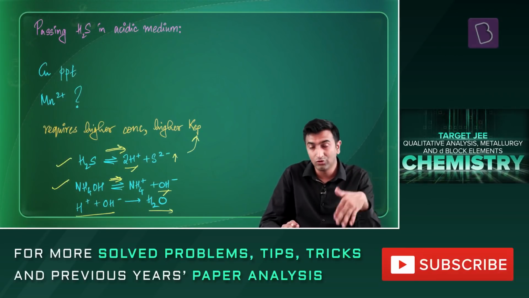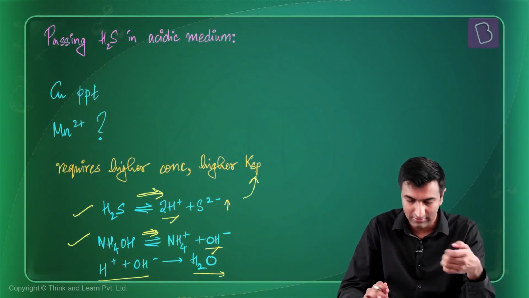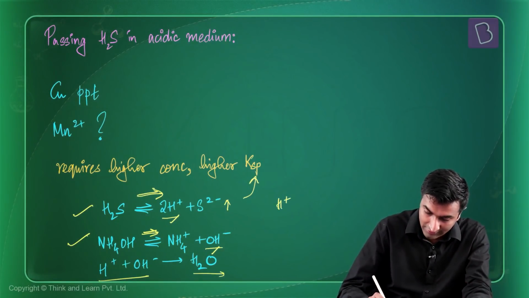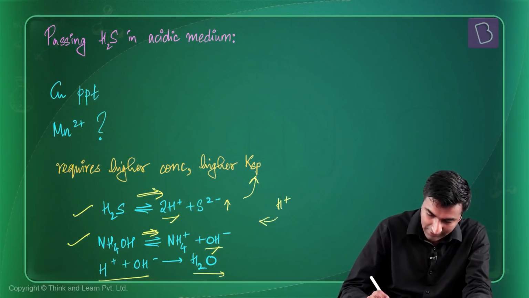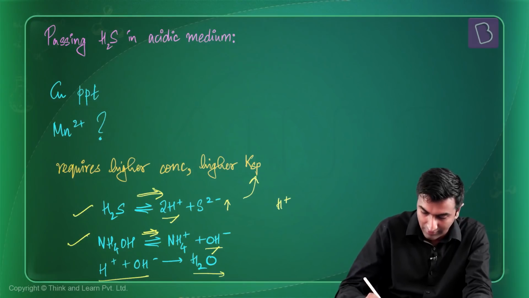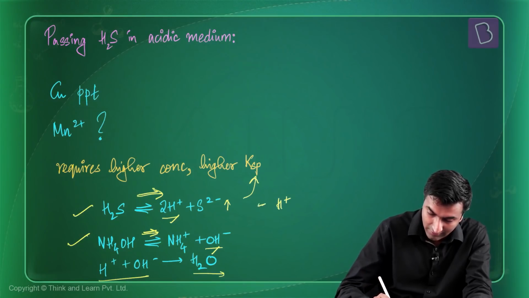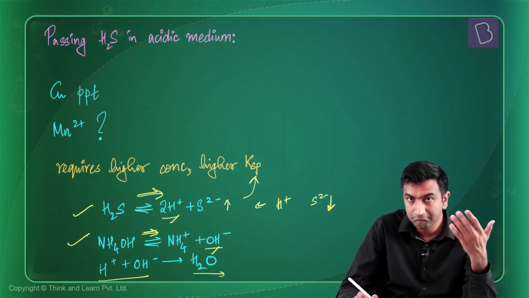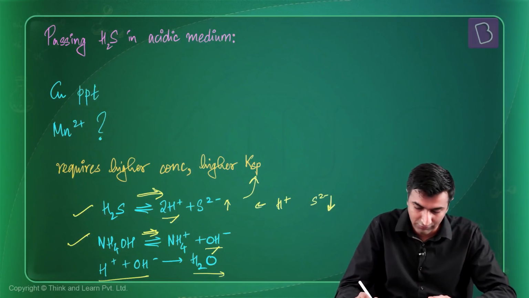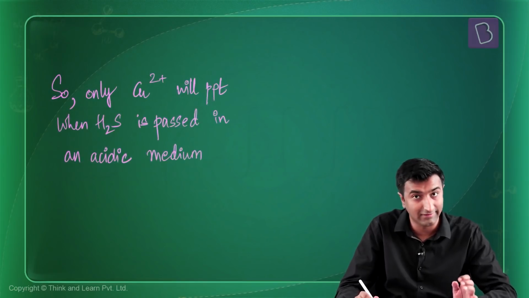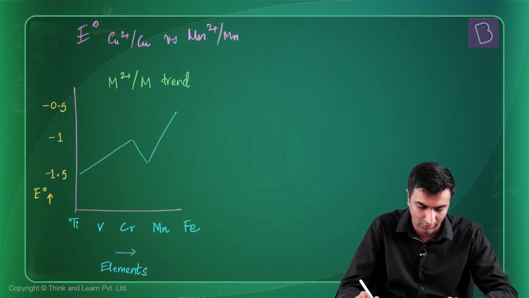In an acidic medium, Mn2+ will not precipitate. Also because if I add H+, that's a common ion, and then this pushes this reaction backwards. Yeah, which reaction? This reaction specifically. It's getting crowded, but you get what I'm saying. If I add H+ over here, then the S2- concentration will decrease. So not good for Mn2+ precipitation. So this one's correct. Only copper 2+ precipitates out when H2S is passed in an acidic medium. Let's look at option C.